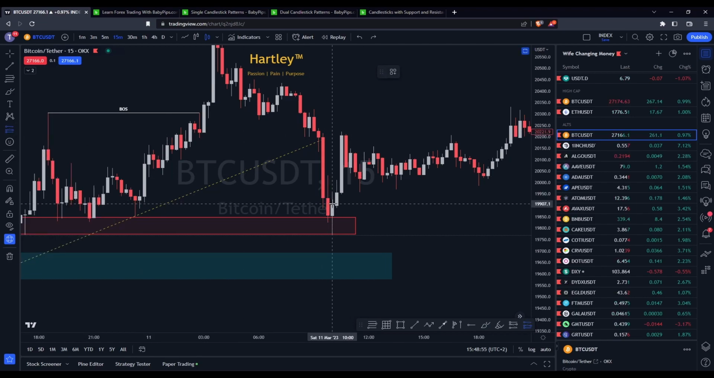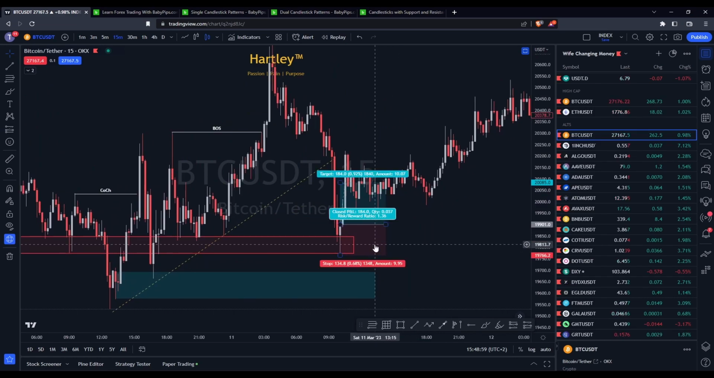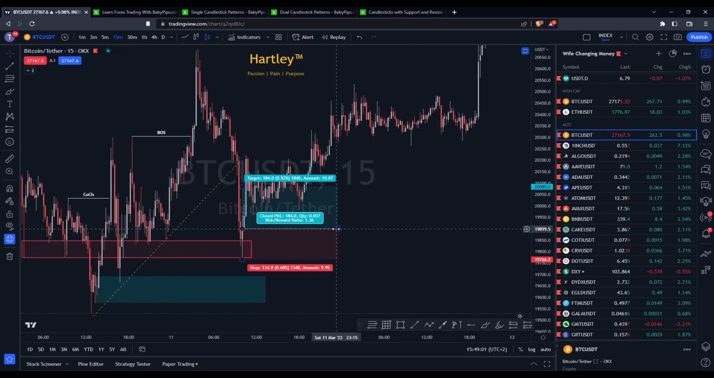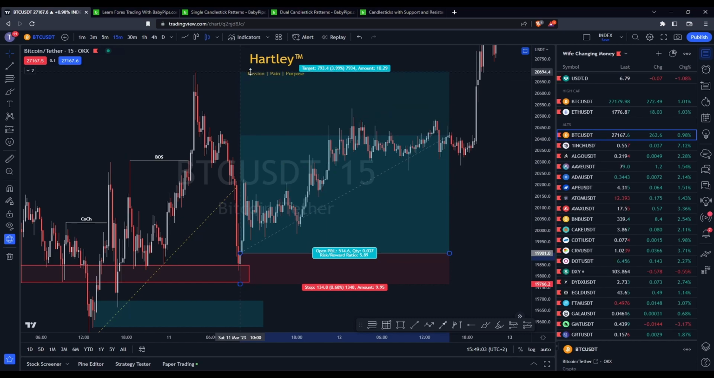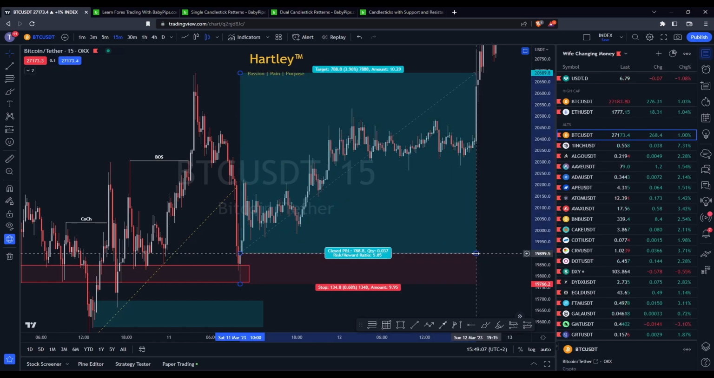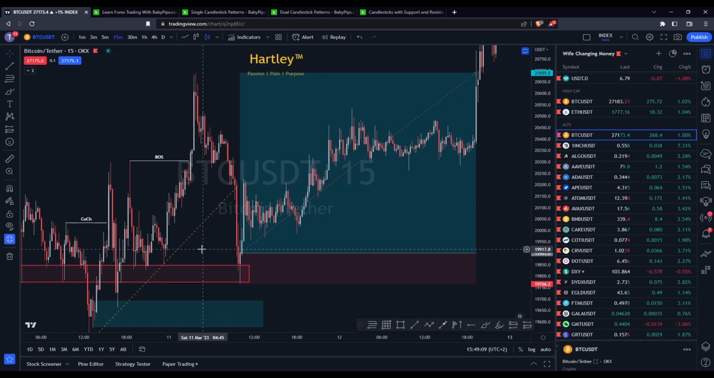I waited for the candle to close, opened the trade as soon as the candle closed. Stop loss below the wick, small minor stop loss, 0.68%. Riding the trade to the most recent high over there, securing myself a 5.85 risk reward, which I was happy with.